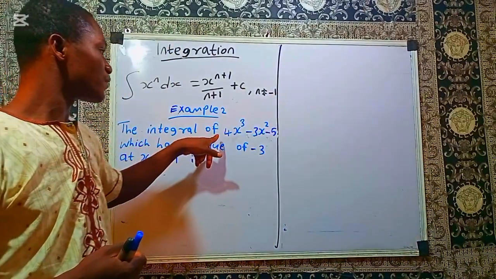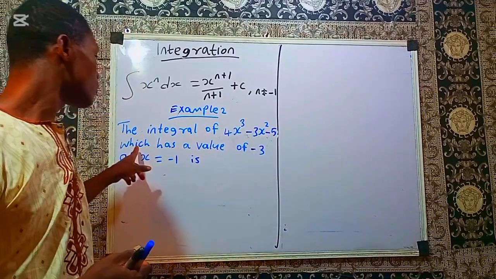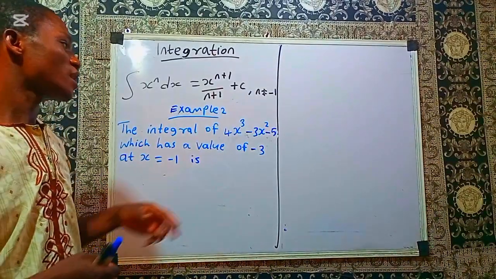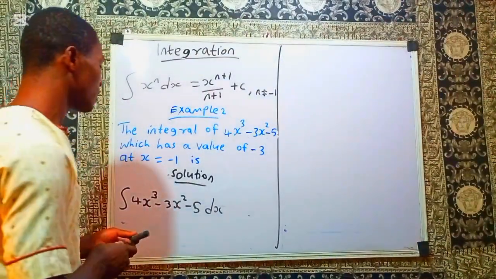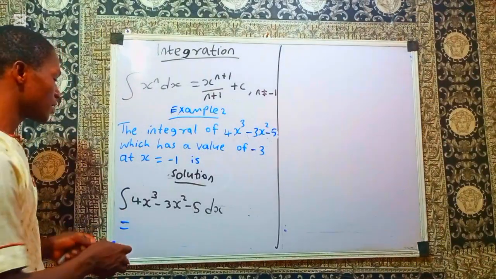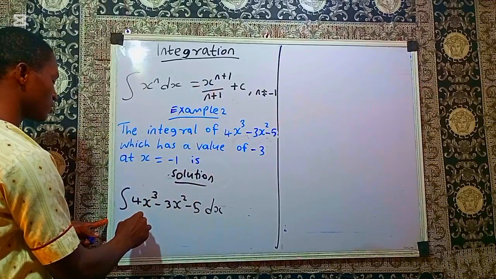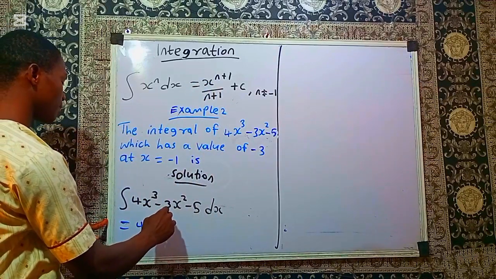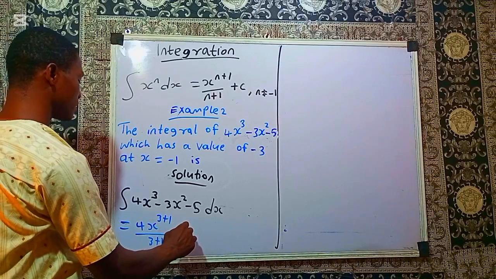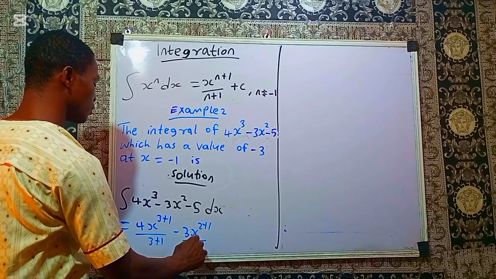The integral of 4x raised to power 3 minus 3x squared minus 5, which has a value of minus 3 at x equals minus 1, is... we want to integrate this. So we are going to integrate this term by term, right? So if you integrate 4x raised to power 3, we'll use this formula. So it will be 4x raised to power 3 plus 1 divided by 3 plus 1, minus 3x raised to power 2 plus 1 divided by 2 plus 1.